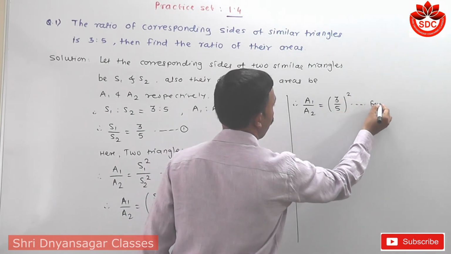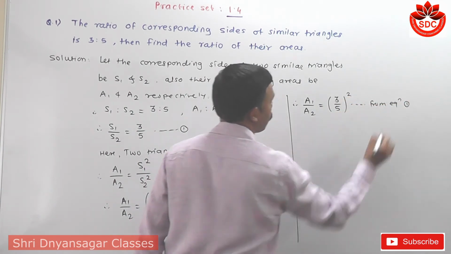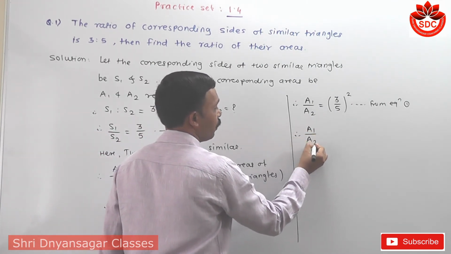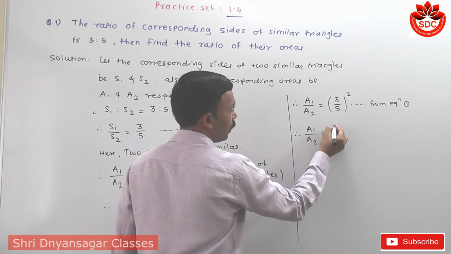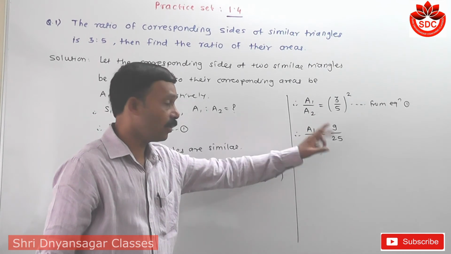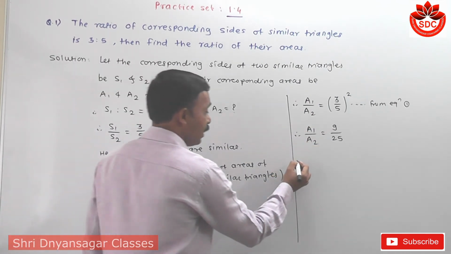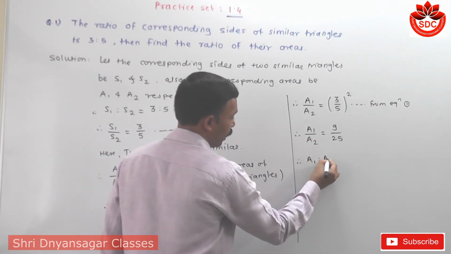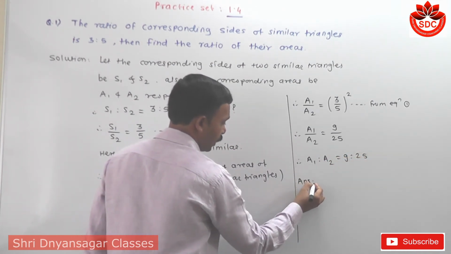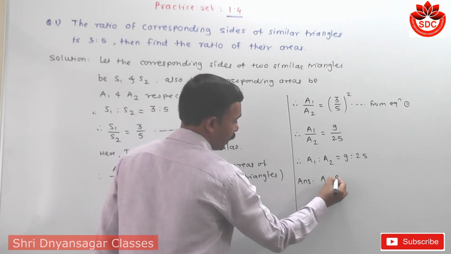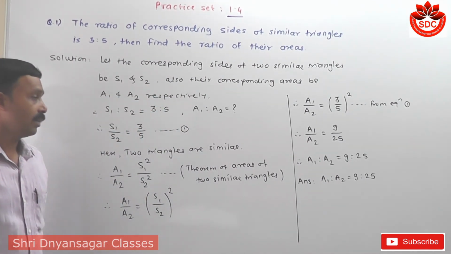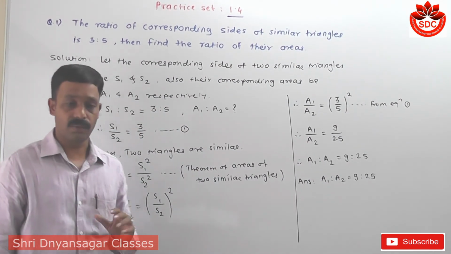Here the reason is from equation first. Then squaring the bracket, A1 upon A2 is equal to 3 square is 9/25. We cannot simplify this 9/25. So our answer is A1 as to A2 is equal to 9 as to 25. Answer in full sentence: therefore, A1 as to A2 is equal to 9 as to 25. This is our question number first. So simple. Okay.